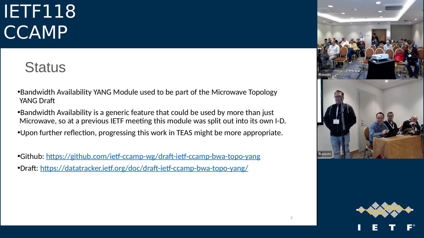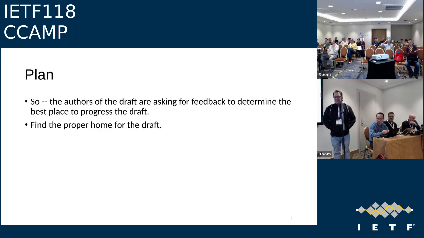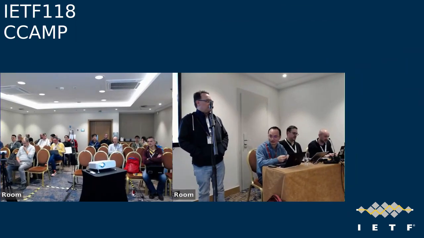If you go to the next slide, it's very simple to describe, because we have a microwave topology draft. Bandwidth availability is a generic feature, and so we don't need to have it in the microwave topology model. So there's a GitHub, there's a draft, and I'm going to present this tomorrow in TEAS and see if they want it. If they don't want it, I'll take it to NetMod. NetMod takes anything. So go to the next slide. That's it, so we're just asking for feedback now. We want to start progressing the technology work of that. And at least in CCAMP, we have a meeting every week where we talk about microwave-related things.